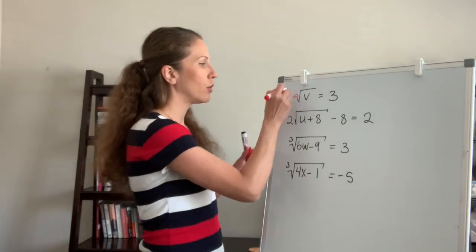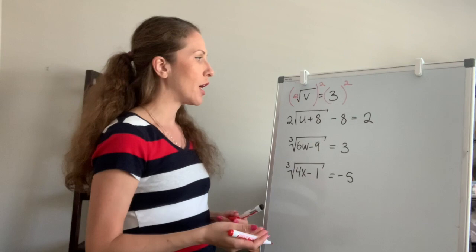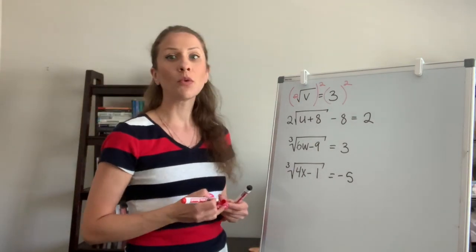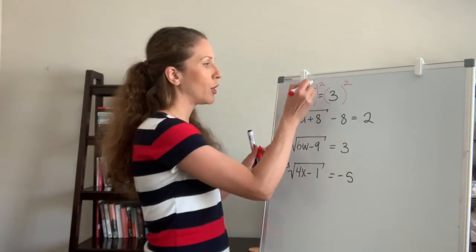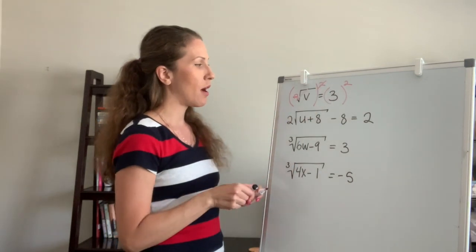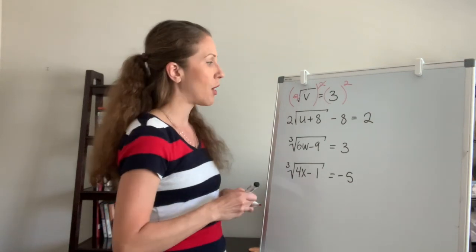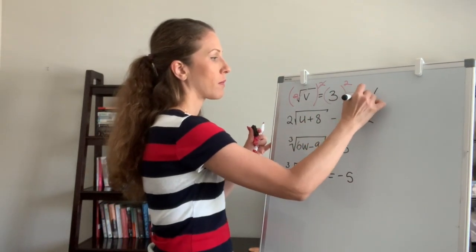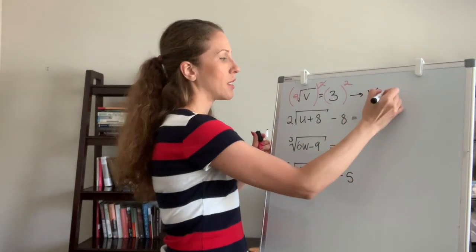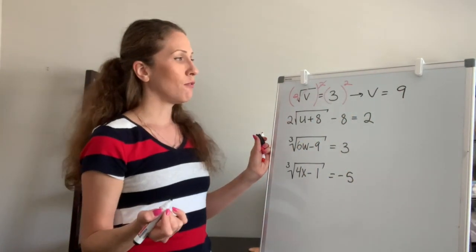So all we do is apply a square to each side of the equal sign to remove the square root. Because remember, the square root and the square cancel each other out. So here's what we now have. On the left side, it used to be the square root of v, but then we squared it, so now it is just v. And on the other side, it's 3 squared, which is 9. And that's it. So v equals 9.